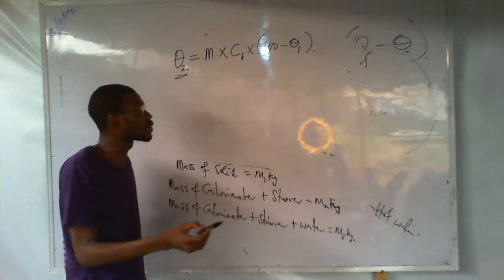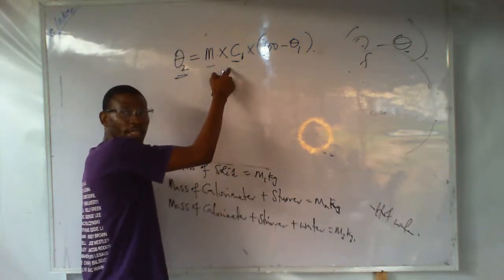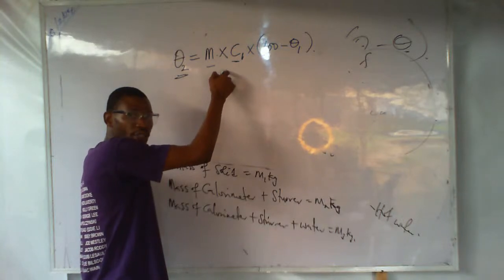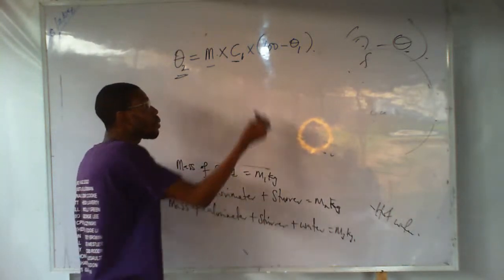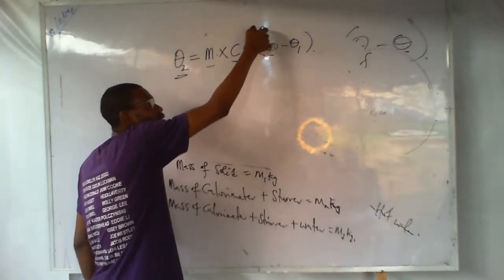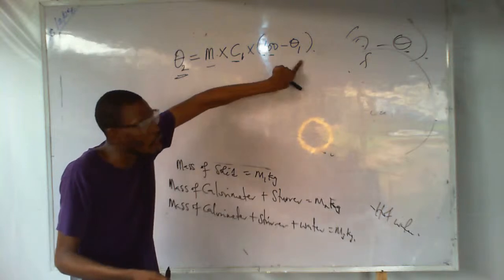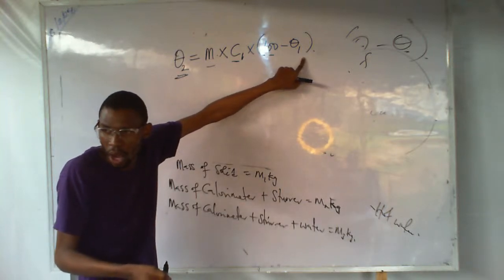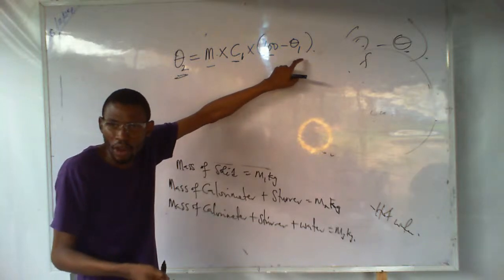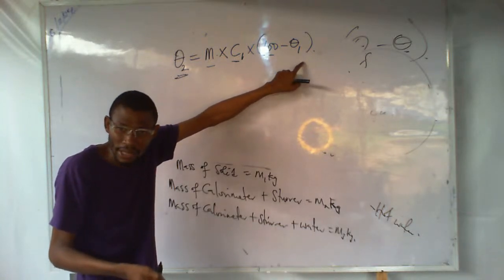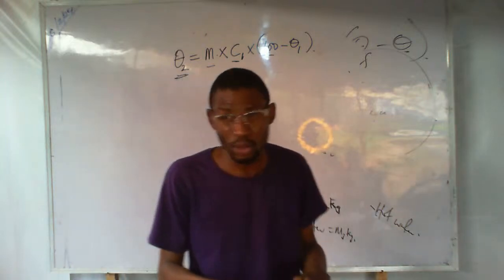So for you to get it, mass times specific heat capacity of the solid material, which you don't know. Then multiply by the rise in temperature of the water. This is the boiling point of water now, 100, minus the initial temperature of what? Do you understand? And that is 100 minus theta.